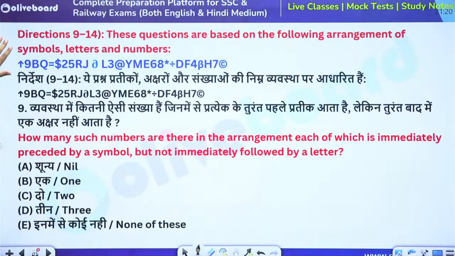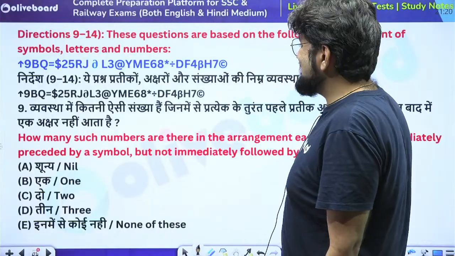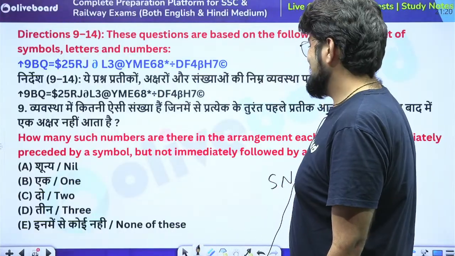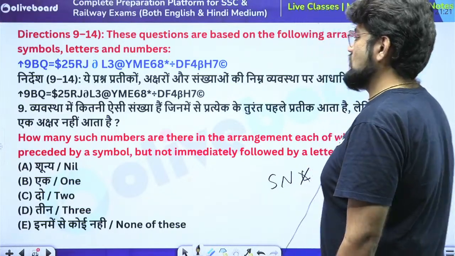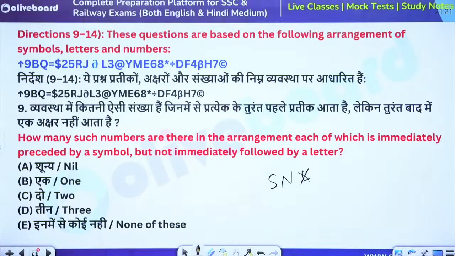Okay. Now in this series, they are asking you how many such numbers are there in the arrangement, each of which is immediately preceded by a symbol. So we need a number which is preceded by a symbol, but not followed by a letter. So we are looking for symbol number combos, but not followed by letters.